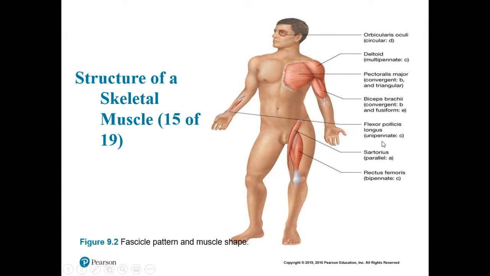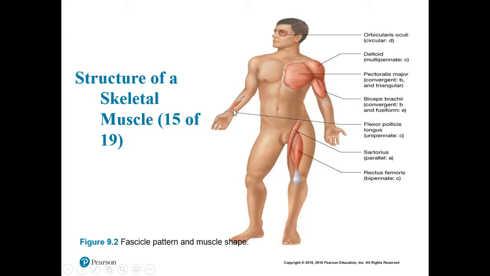We have unipennate muscles, meaning they only have one head, right? And that one head would act as the insertion point. For example, the flexor pollicis longus. This muscle originates from the proximal ulna and radius, and then it inserts onto the digits.